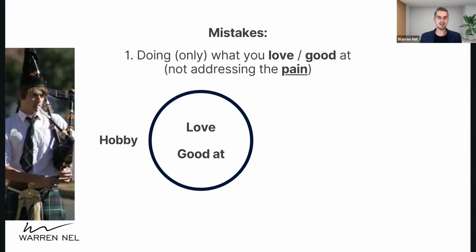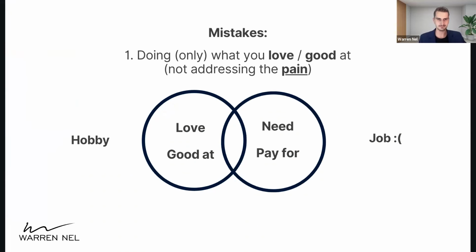The first one is doing only what you love or what you're good at, not addressing the actual pain. You want to start from the perspective of, yes, what am I good at? What do I love? What am I excelling in? Absolutely. You're always going to get the highest return while operating in your passion, interest and strength zone. But if we only focus on that, we are at risk of not aligning that with the most important thing.